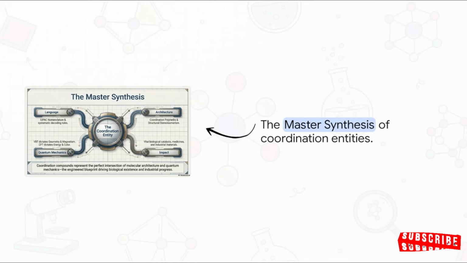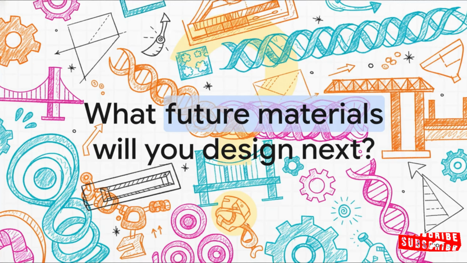To wrap all this up, a true master architect understands that the coordination entity is the ultimate intersection of science. It connects the systematic language of IUPAC naming, the 3D architecture of polyhedra, the advanced quantum mechanics of magnetism and color, and those profound real-world biological and industrial impacts we just talked about. It all builds perfectly upon itself. So, now that you have the complete blueprint to ace this test, the real question is this.